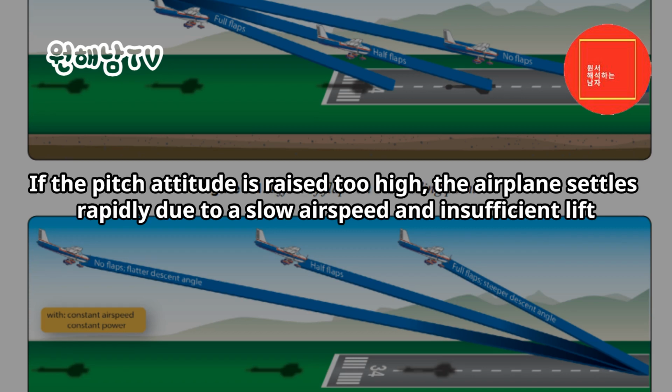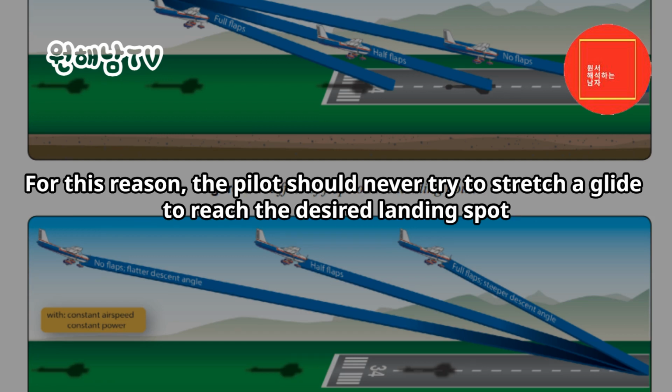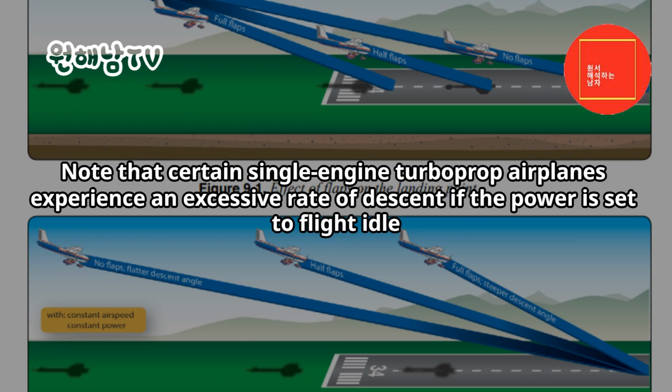If the pitch attitude is raised too high, the airplane settles rapidly due to a slow airspeed and insufficient lift. For this reason, the pilot should never try to stretch a glide to reach the desired landing spot. Note that certain single-engine turboprop airplanes experience an excessive rate of descent if the power is set to flight idle.